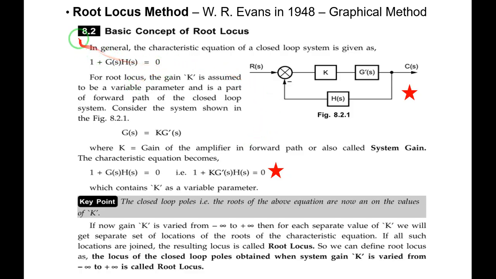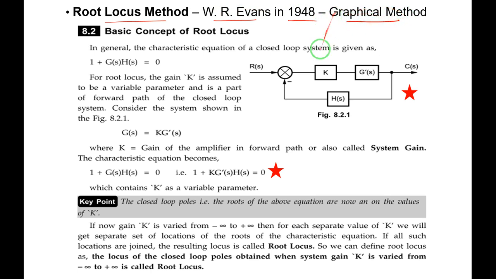Okay, this root locus method was developed by Mr. W.R. Evans in the year 1948 itself, right? So in the year 1948, Mr. W.R. Evans is the person who introduced this graphical method in order to judge the stability of the system. Okay, this is a graphical method, please keep it in mind.